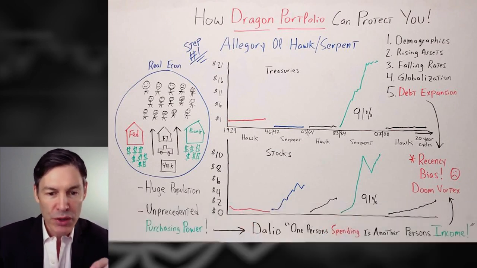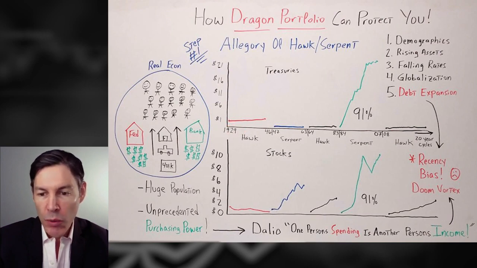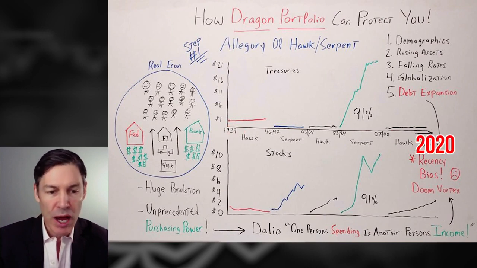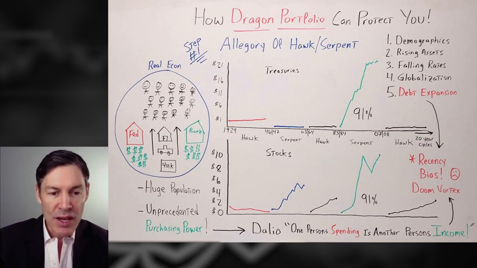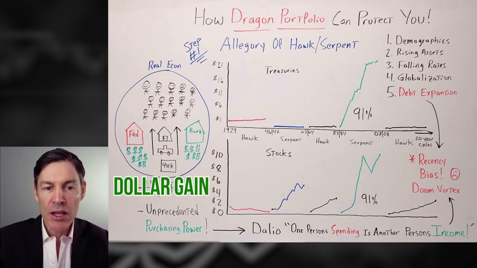Let's start with the charts. We have a chart of U.S. Treasuries going back to 1929 and U.S. stocks going back to the same date, all the way to today, 2020. On the left-hand side with the Treasuries, we have a dollar amount going from $1 all the way up to 21. On the stock side, going from $0 to $10. This represents the dollar gain that you would have in your portfolio.